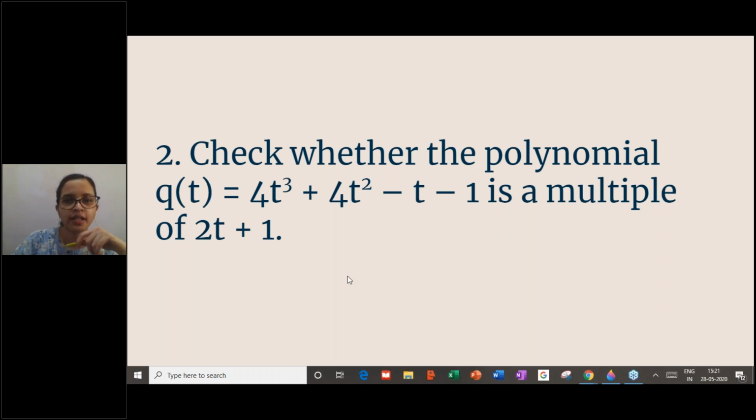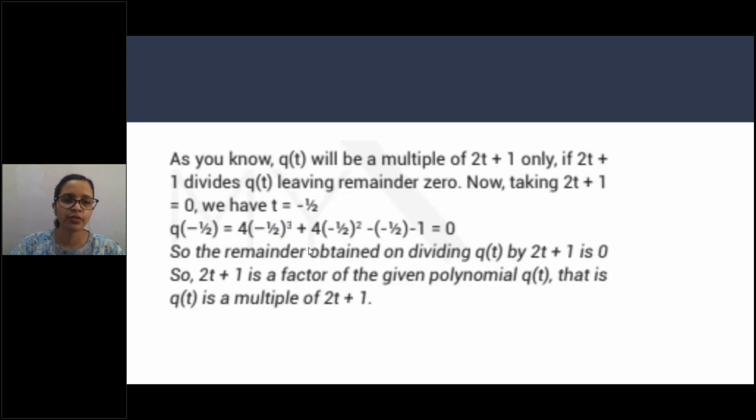Okay, for those of you who are stuck, yes, Tanisha. Yes, Sarah. You got it. For all those of you who are stuck, I'll just show you the answer. Like I said, it will be a multiple when the remainder is zero. So you just check if the remainder is zero. By taking the zero of g of t, you get t as minus half, and when you substitute and simplify, yes, Ria, you get the remainder as zero.